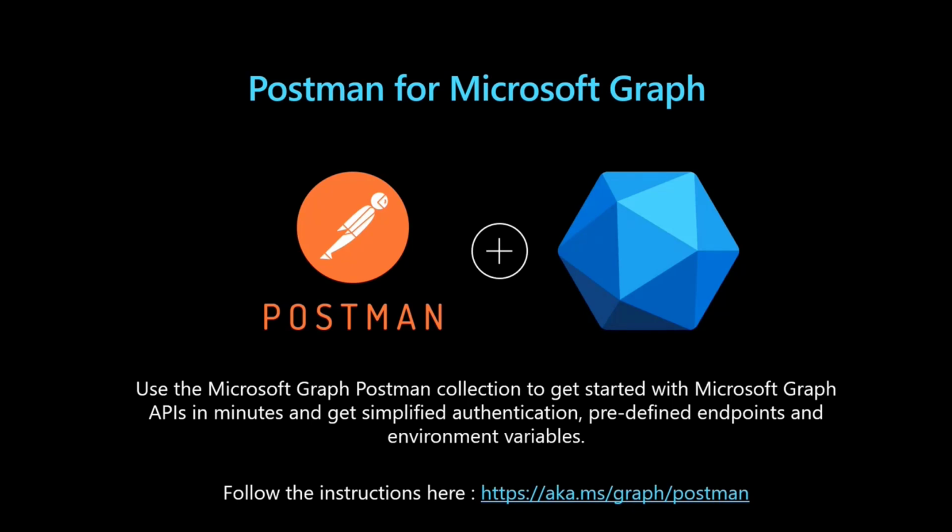The good news is we do have a collection for Microsoft Graph. The collection comes with predefined endpoints, some variables that you can use to run the requests, etc. Again, aka.ms/graph/postman is where you can find all the details on how you can fork the collection, set up everything you need, and get an application on the Azure Active Directory so you have the right permissions, etc.